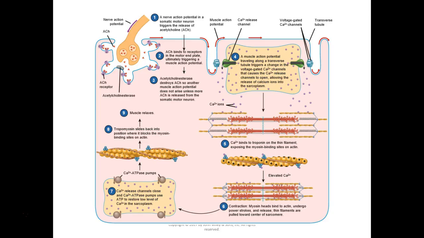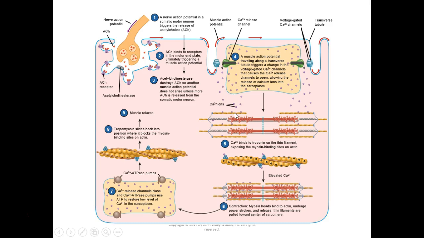So here we have sort of an overview of all of this on one slide, but it also includes how this action stops. So remember, we had an action impulse coming in from a motor neuron, causing acetylcholine to be released. The acetylcholine bound those receptors on the sarcolemma and allowed for sodium to come in. As sodium came in, it triggered an action potential in the muscle cell, which then caused the calcium to be released from the sarcoplasmic reticulum.